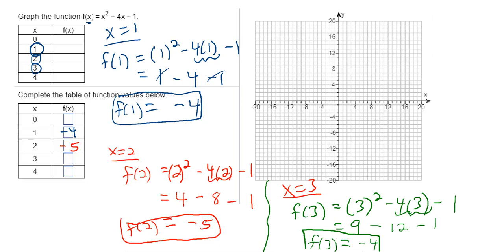So we get negative 4 here again. And you'll see there's kind of a symmetry going on, just like there was in the previous example. So go ahead and pause the video. Try to find the corresponding values for y when x is equal to 0 and when x is equal to 4.